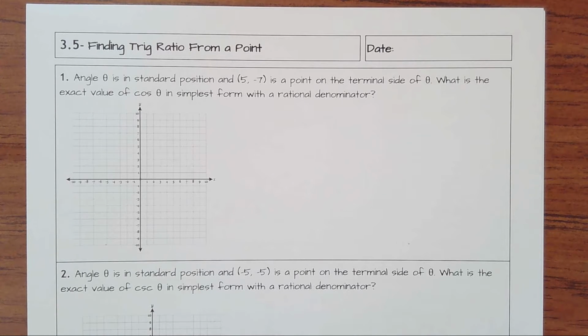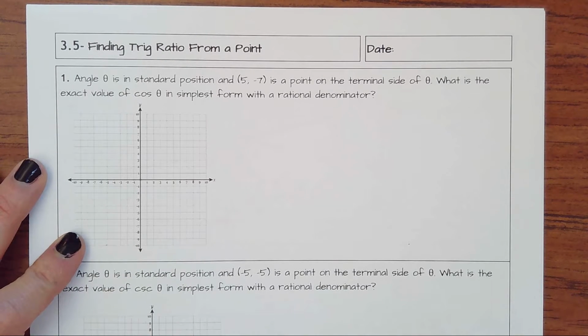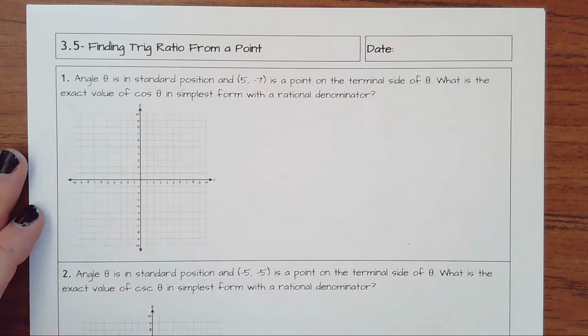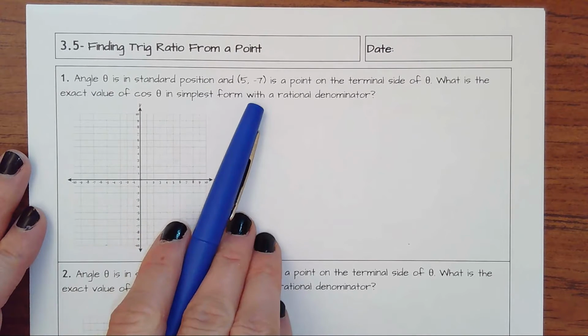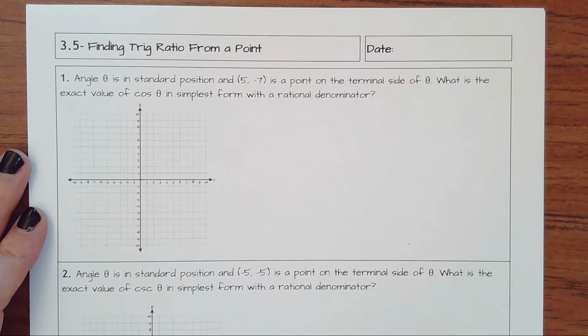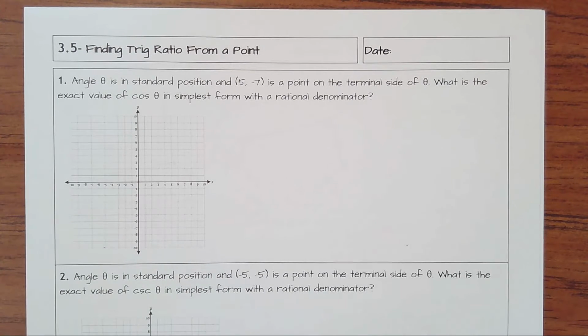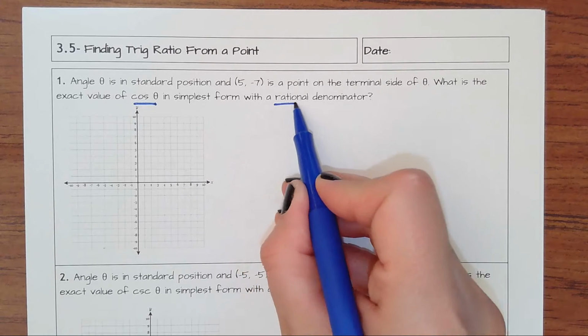3.5, finding trig ratio from a point. So now we're doing right triangle trigonometry on a coordinate plane. It says angle theta is in standard position and the point (5, -7) is on the terminal side of that angle. What is the exact value of cosine of theta in simplest form with a rational denominator?